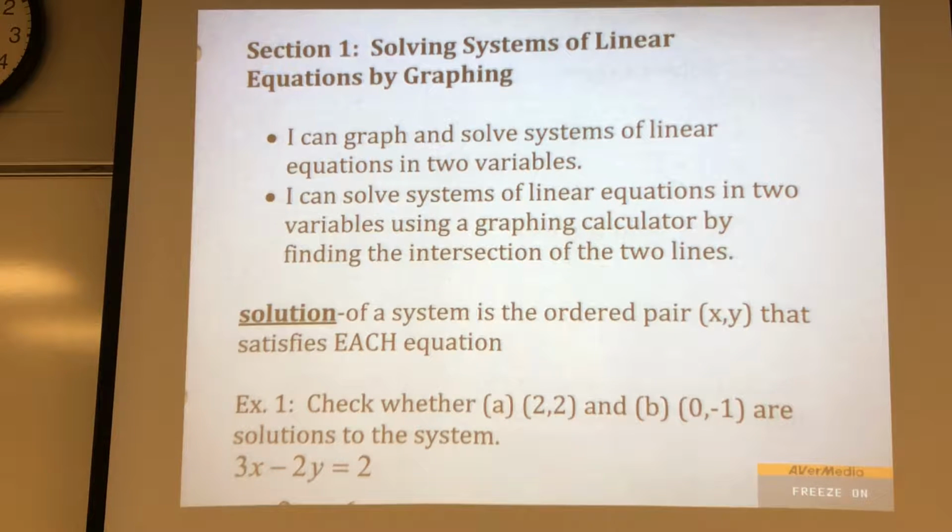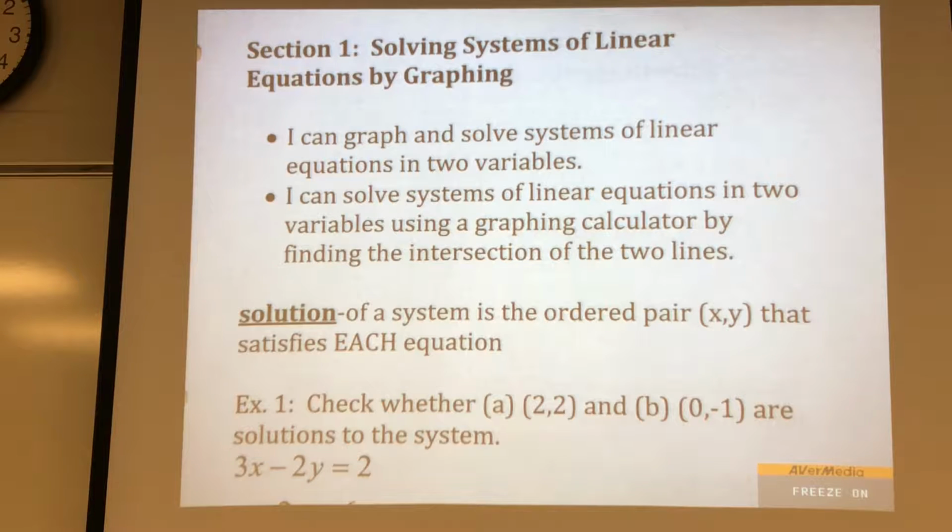This is our mini unit, M-I-N-I, mini. There's only 3 sections in it. We call it chapter 0.5 because we are putting it in between chapters 0 and 1. So it is 0.5. And we will be talking about solving systems of linear equations by graphing.